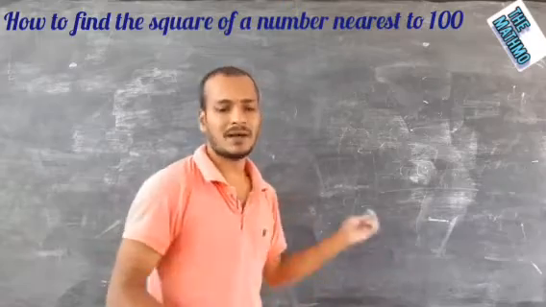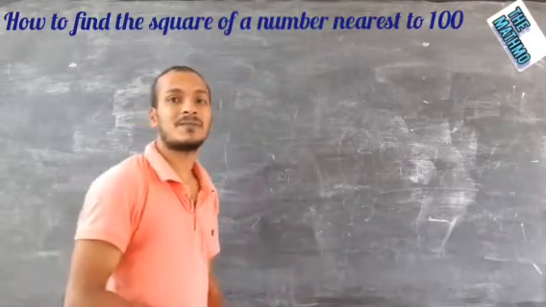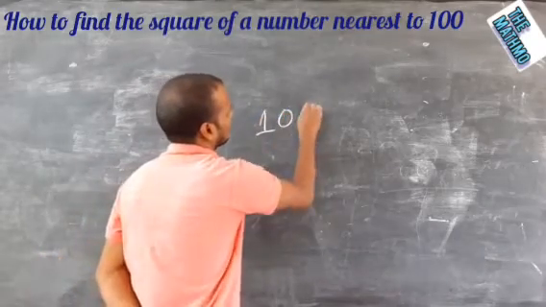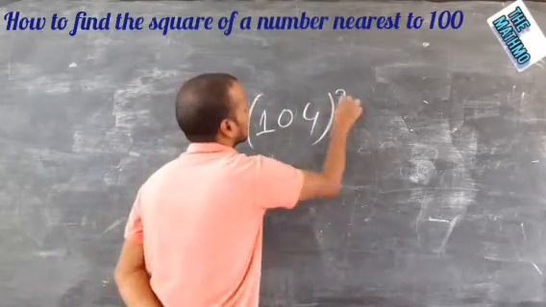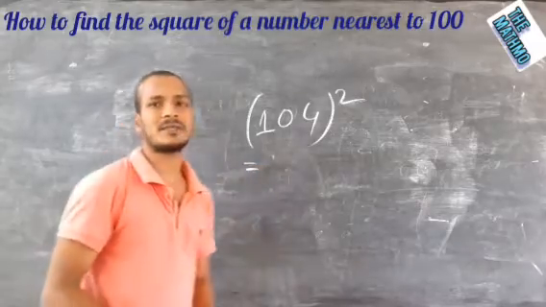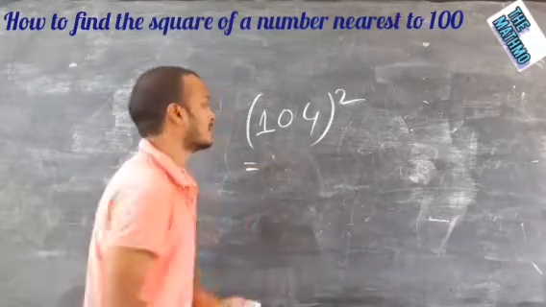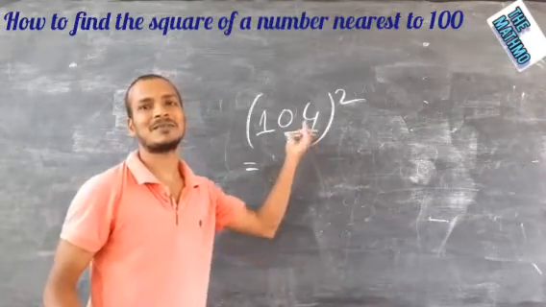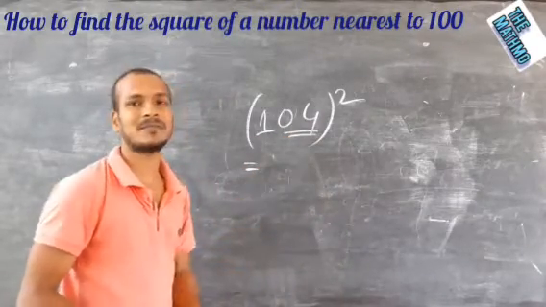So now we'll see how to find the square of a number which is nearest to 100. Suppose 104 square. It is nearest to 100. And how to find the square? You have to add these two digits to this number again. So this 04, if you add 04 again, it will be 08.